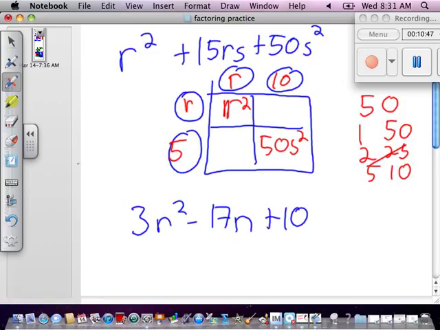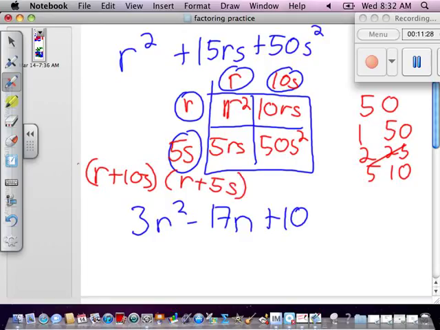Okay, so I know I've got 5 and 10. What else do I need with those? They both need to have what next to them? S. 10s times r is 10rs. 5s times r is 5rs. So let's wait a second here and make sure we get it. 5rs plus 10rs, does that equal 15rs? Because if they have the same letters, you just add the numbers in front, right? Okay, so we know our final answer is r plus 10s times r plus 5s. Does everybody agree?